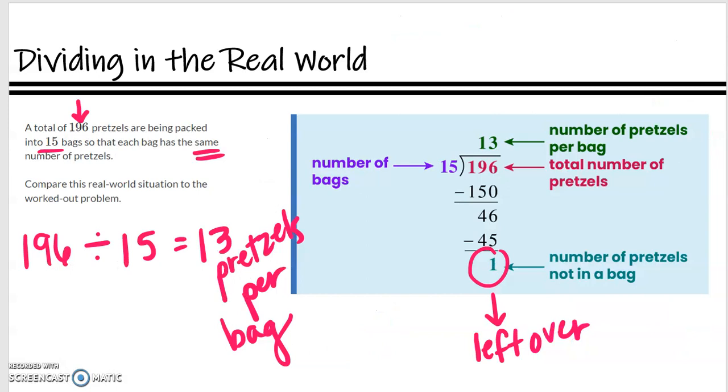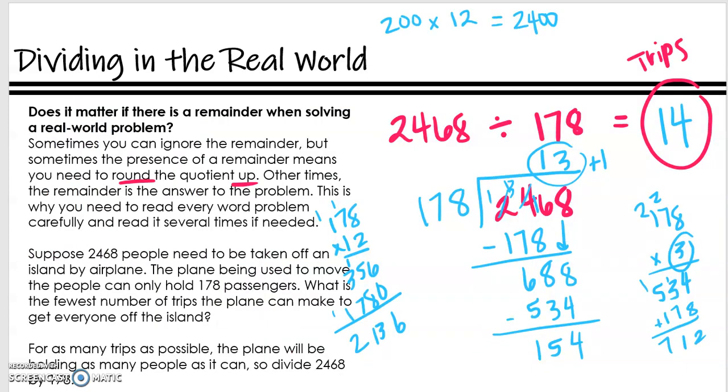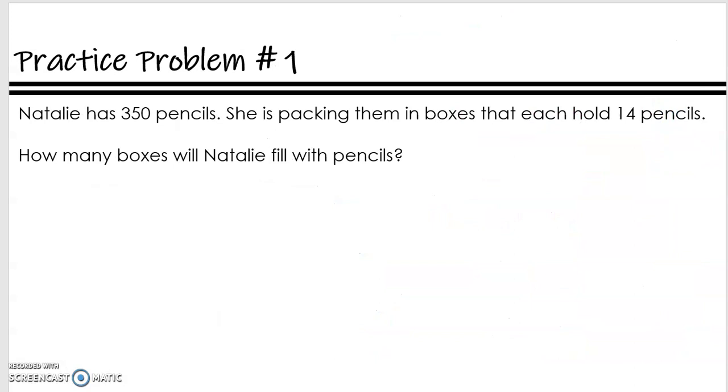Again, here, we don't have to put that pretzel in another bag. It doesn't say you must use all the pretzels. It just says you want all the bags to be the same. So 13 pretzels in each bag, 1 left over, that's okay. Here, we can't leave people on the island, so we do have to add on another trip. Okay? So let's look at this practice problem.